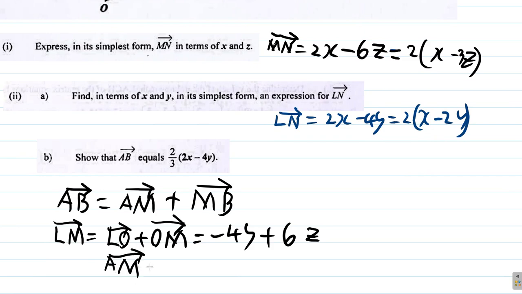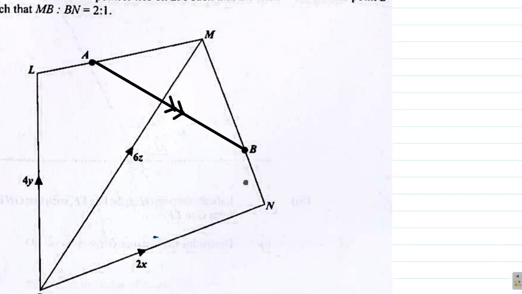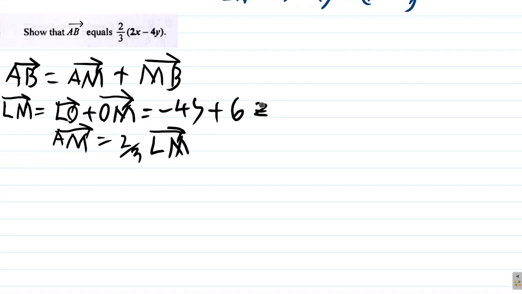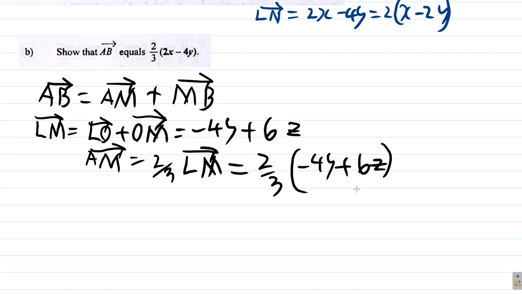AM is 2/3 LM. You see that? L to M is 2/3. A to M is 2/3 L to M. All right. Now, what that means, AM is 2/3 of negative 4y plus 6z. All right.